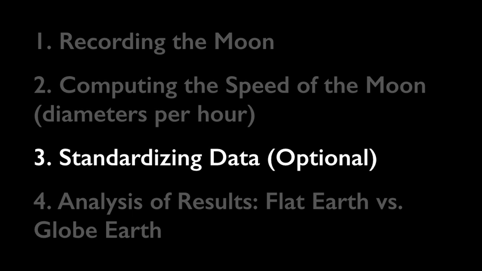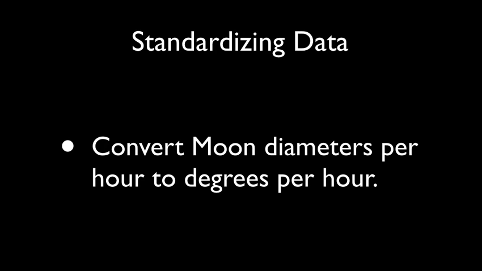Step 3. Standardizing your data. Optional, only if you want to compare data with others. Here, we'll convert our speed in moon diameters per hour to a standard of degrees per hour.